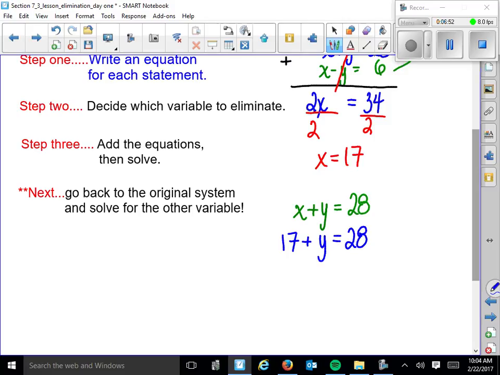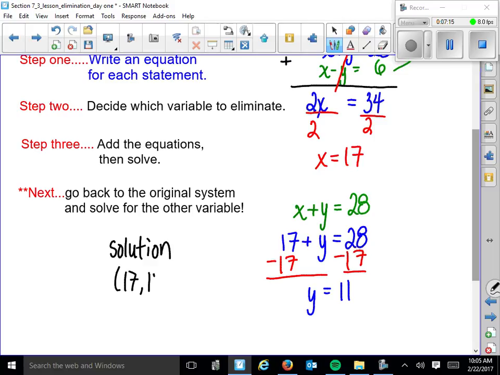Sorry about that, hope you weren't using pen. If not, just scratch it out. Now when we solve, y is equal to 28 minus 17, or 11. So our last step is going to be to write the solution. And our solution is 17, 11.